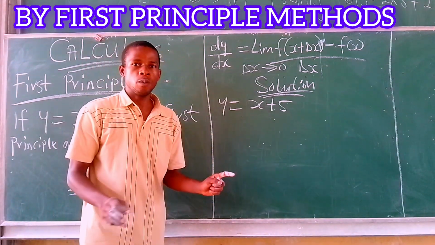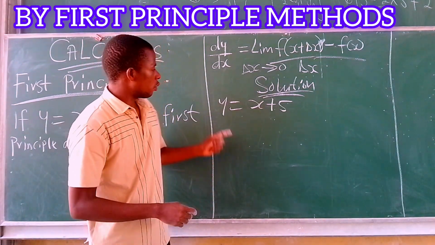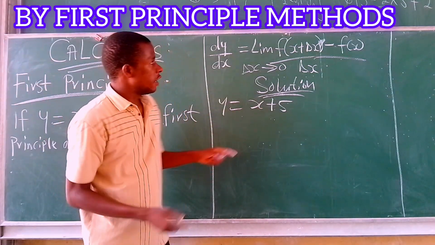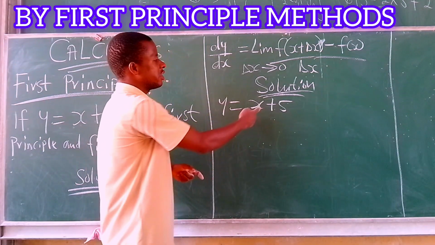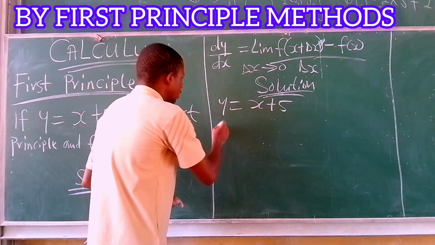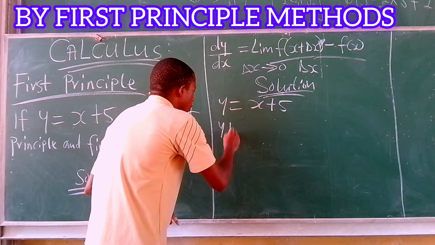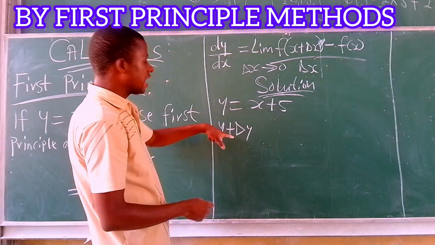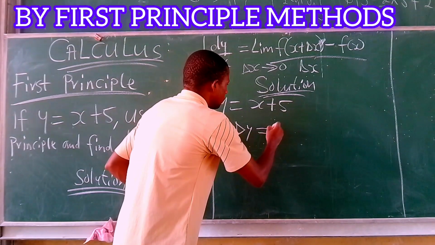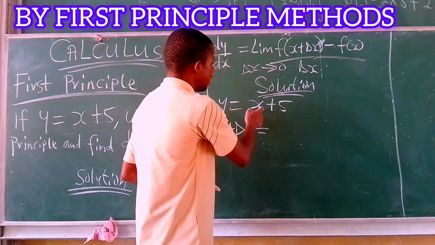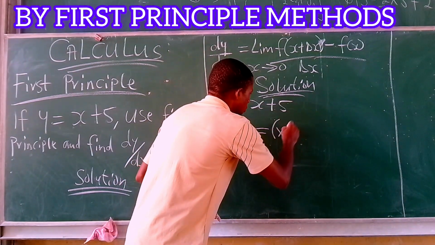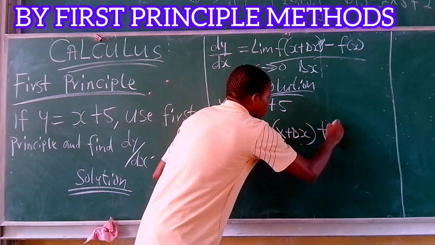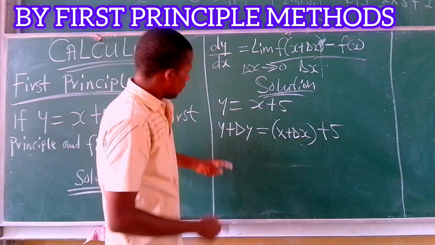Now, by first principle, they let us know that if y changes, therefore x will also change. If there is change in y, there will also be change in what? x. So let's say that y plus what? The delta y rather. The delta y means what? Change in y. If there is change in y, there will also be what? On the right hand side, there will also be a change in what? x. So we're going to have x plus what? The delta x. That is change in what? x plus this 5. I hope you understand.